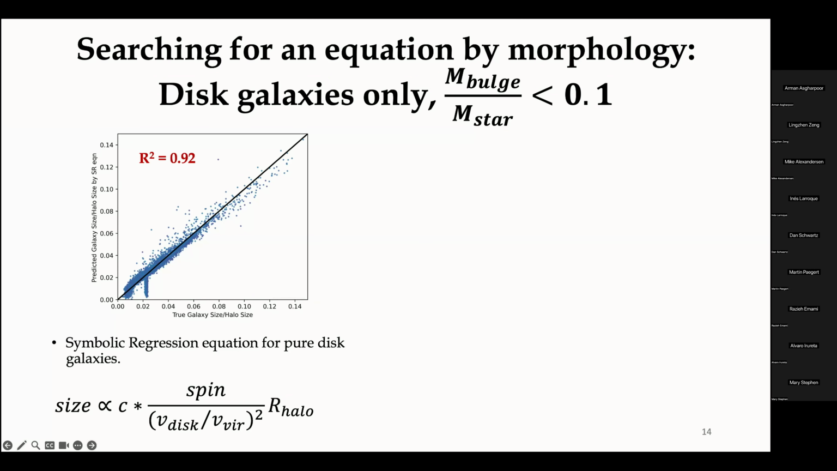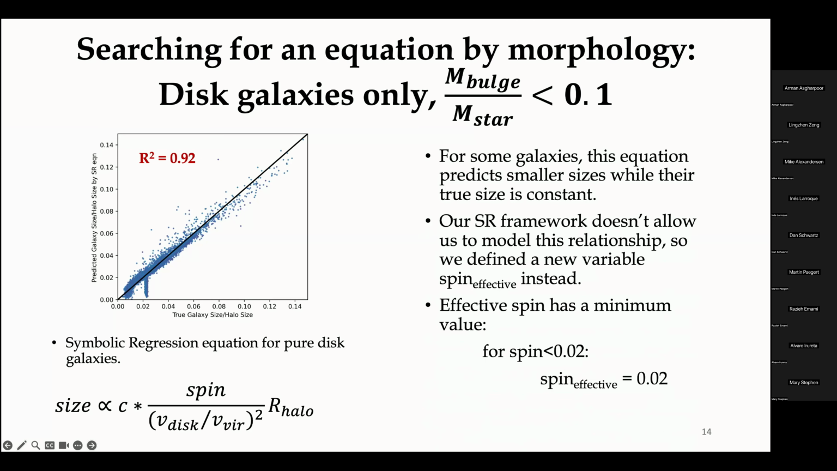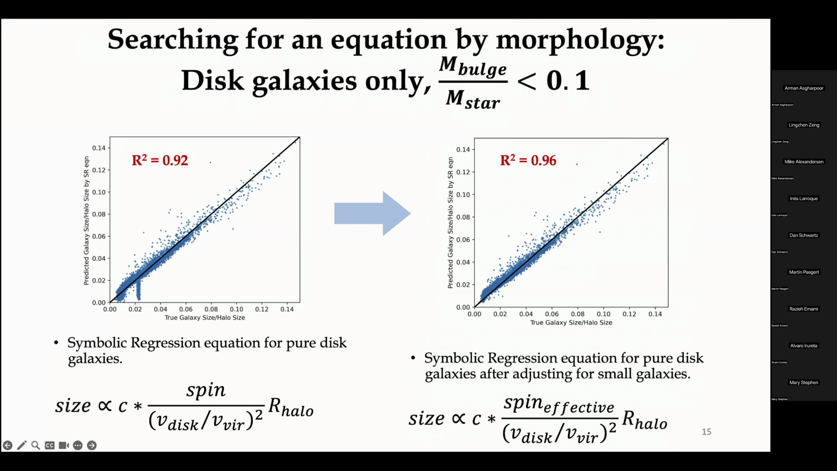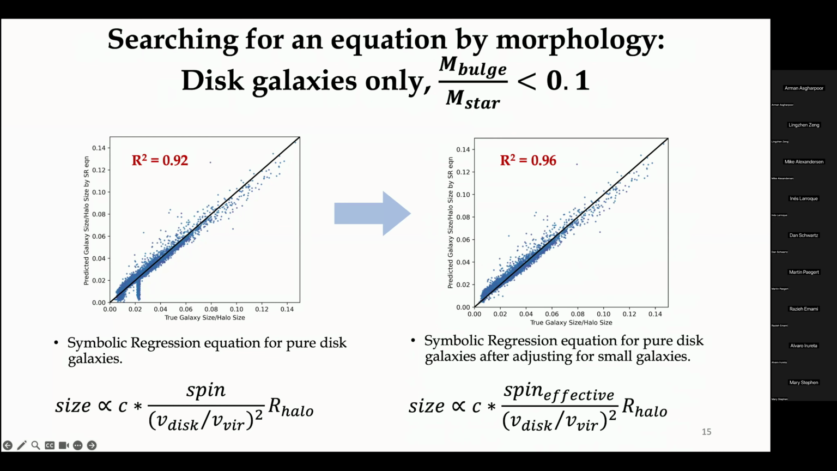However, we see that with this equation, there are the small size galaxies which have a constant size, but the equation predicts them to be smaller than they are. And so to fix that, we suggest that there's a minimum spin effective term that actually plays a role. So we redefine spin by using the spin effective term. And then with this spin effective term, the equation becomes more predictive. The R-squared score now goes from 0.92 over there to 0.96 here, and we don't have the problem of small galaxies anymore. So we have a functional form for perfectly disk galaxies.